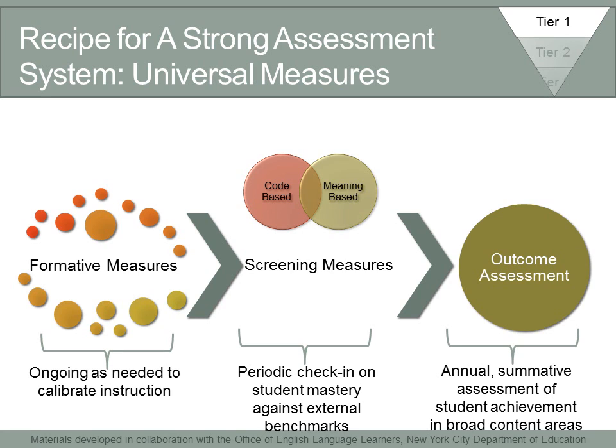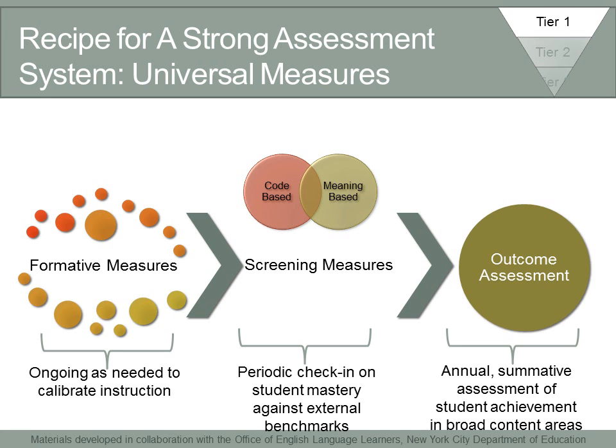So now that we've talked about these 4 assessment types, and we've identified the 3 that are part of our RTI model, let's take one moment to take the big picture. In a strong assessment system, we would have formative measures. There'd be a lot of little moments throughout the year where we'd be doing formative measures. They'd be ongoing as needed to calibrate instruction.